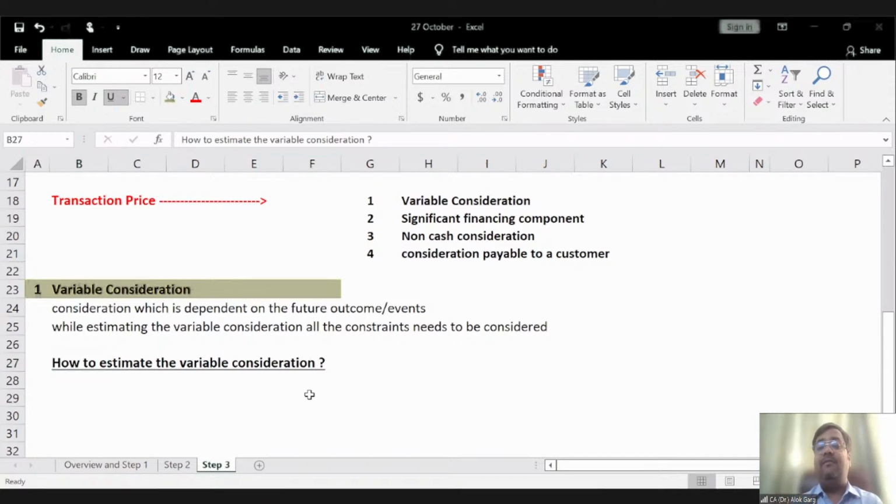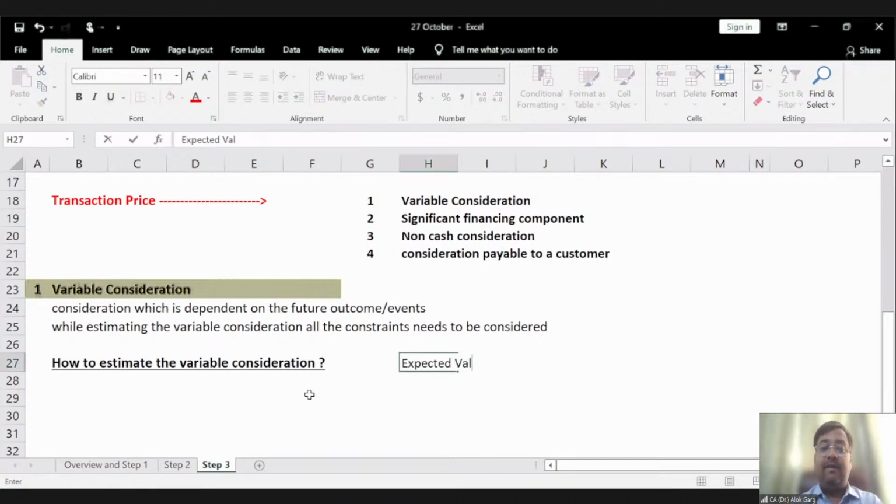And how to estimate the variable consideration, since it is depending on the future, variable consideration needs to be estimated by 2 approaches. One is expected value approach. And this is not a new approach. This approach is given in many standards. Like even in impairment standard, this approach is given. This expected value approach is also known as probability weighted approach.